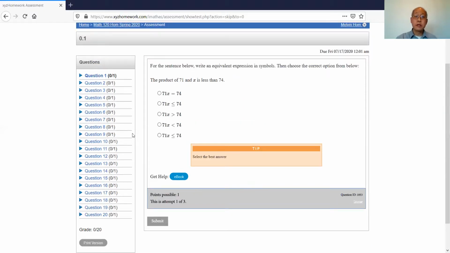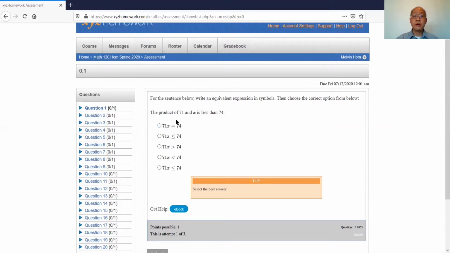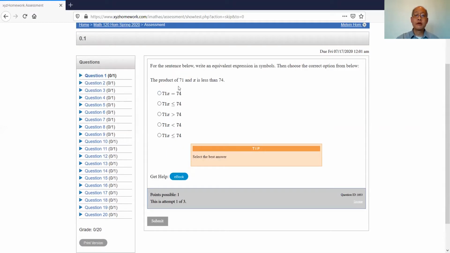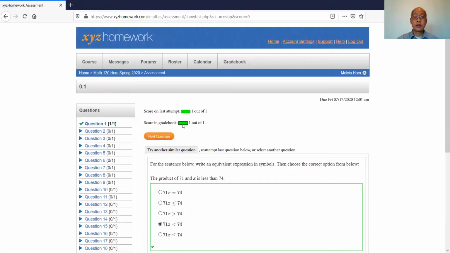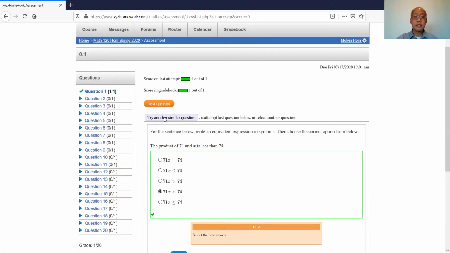Okay, so for question number 1 of 0.1, for the sentence below, write an equivalent expression in symbols, then choose the correct option from below. The product of 71 and x is less than 74. We're not asked to solve it, just translate it. Product means to multiply, so 71 times x. All of these say 71 times x. And then it says less than 74. Less than would be this symbol. I'm going to click on this one and submit. And it shows that I got the answer correct. So we're ready for the next question.